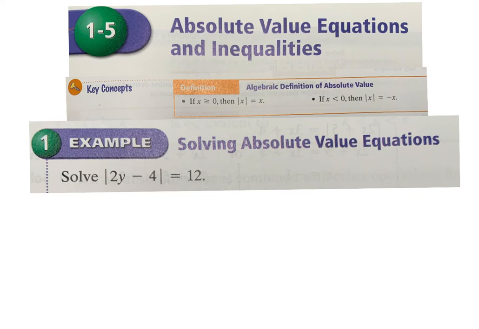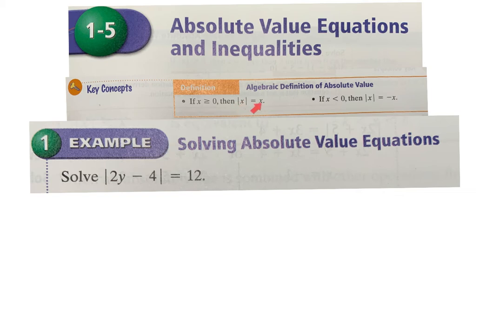You're going to start today on page 33 in your books, doing section 1.5, absolute value equations. The first example we're going to do is just a basic absolute value equation. The first thing I want to point out, though, is this key concept here, that you have the absolute value of x equals x. There's two scenarios that can happen.